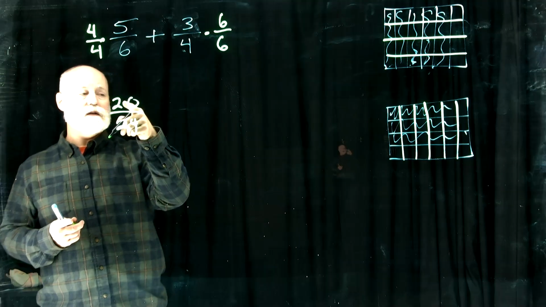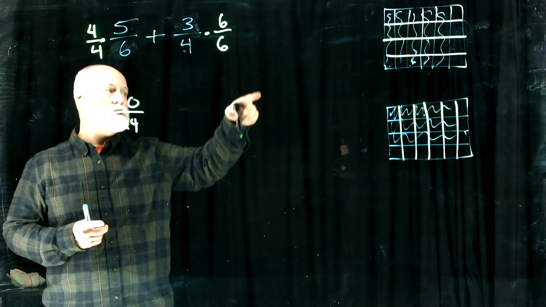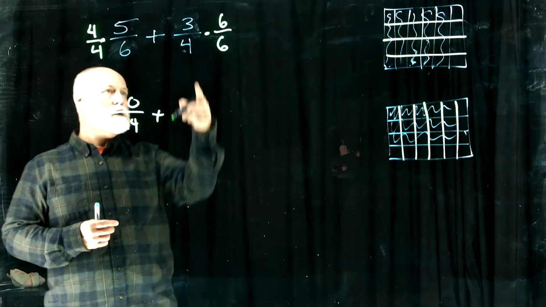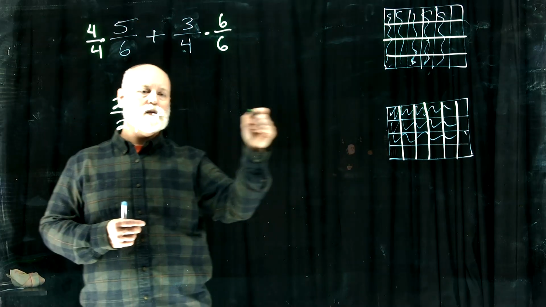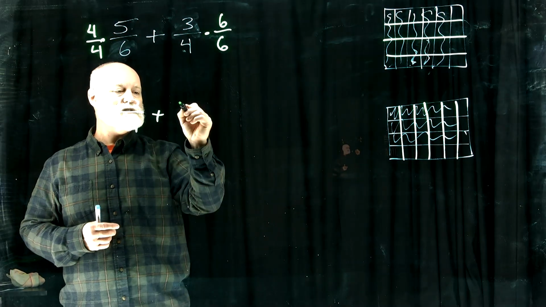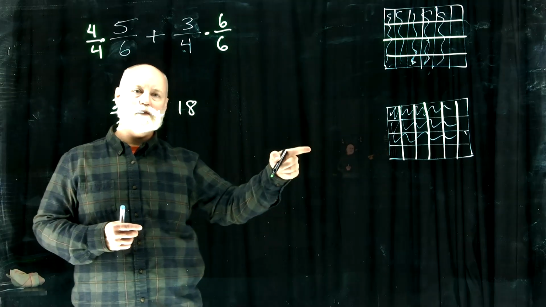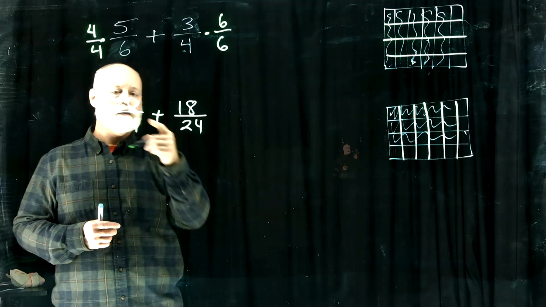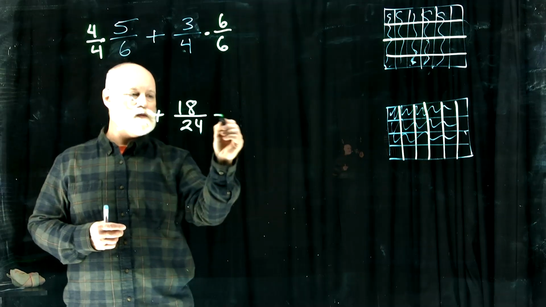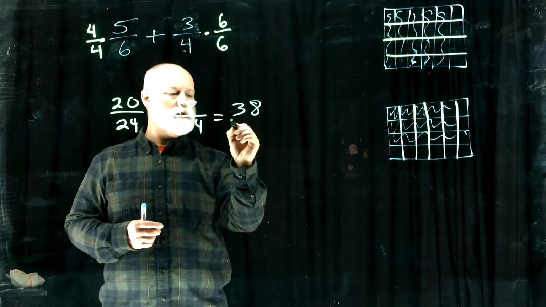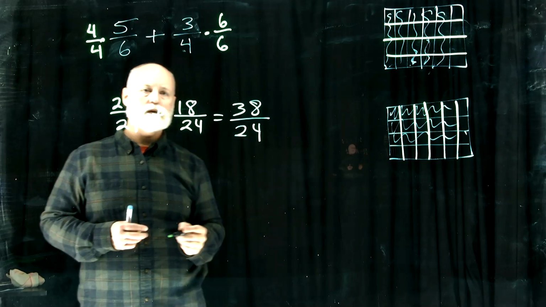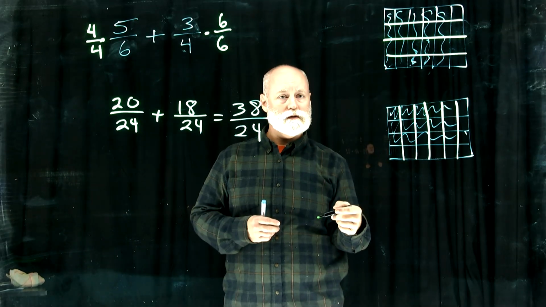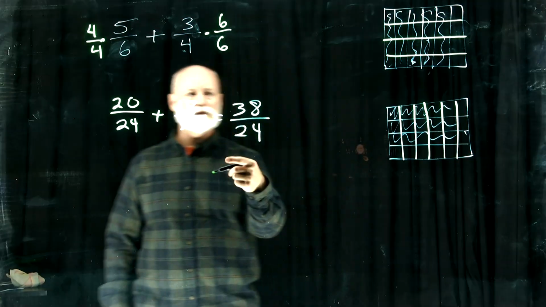The top one has 20 pieces in it that are shaded. The bottom one, which was originally 3/4, 3 times 6 gives us 18. You can count those and see that we have 18 shaded pieces inside there over 24. So now I do 20 plus 18, which gives me 38 over 24, right? And if you count all these pieces up, you're going to find there's 38 in there over 24.